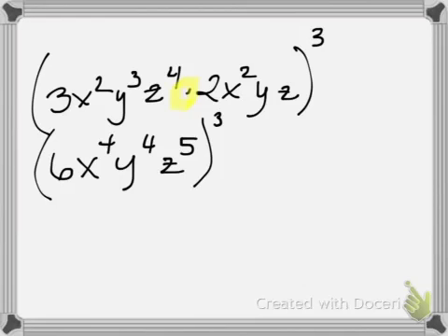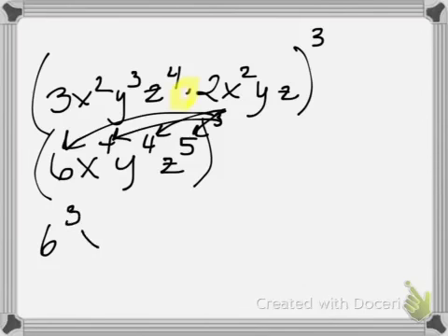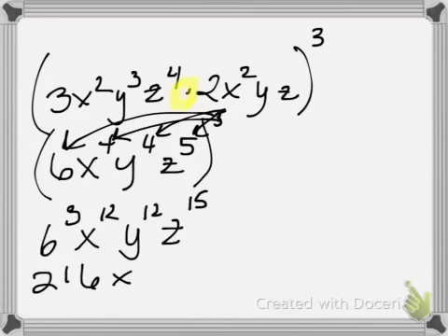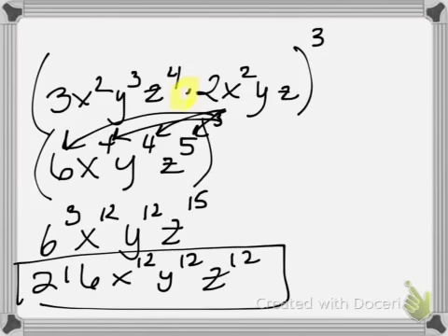Here I need to go ahead and distribute that 3 to everything again. And I end up with 6 cubed, x to the 12th power, y to the 12th power, z to the 15th power. And then I could work out whatever 6 times 6 times 6 is. 216. Okay, 216, x 12, y 12, z 15. Sorry, 15. Thank you.